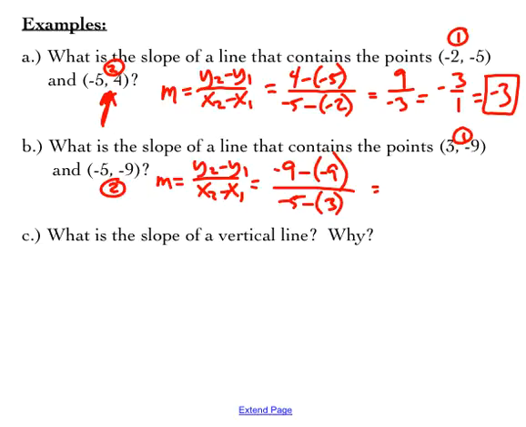Alright, so that's going to give us, this -9 plus 9 is going to give us 0 up here, and on the bottom, we're going to end up with -8. 0 divided by -8 is going to be 0. Having 0 on top of a fraction is okay, by the way. Having 0 in the denominator is bad.